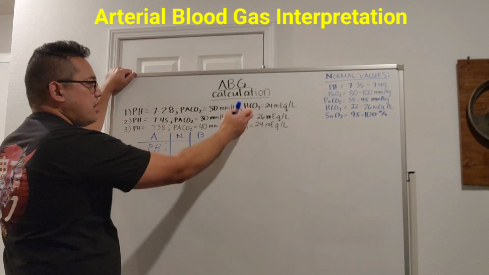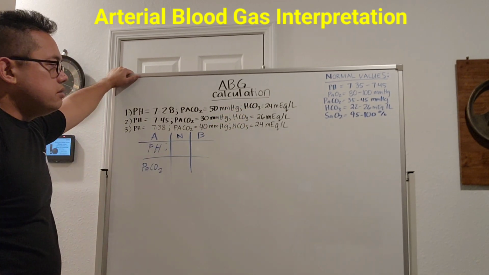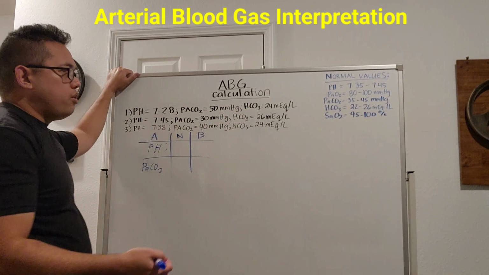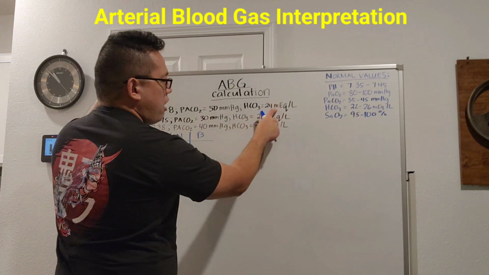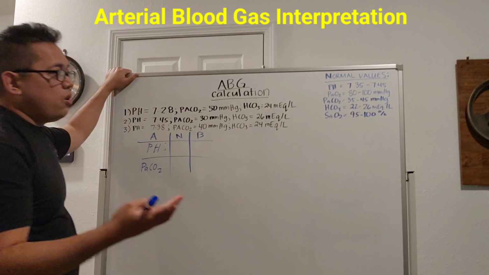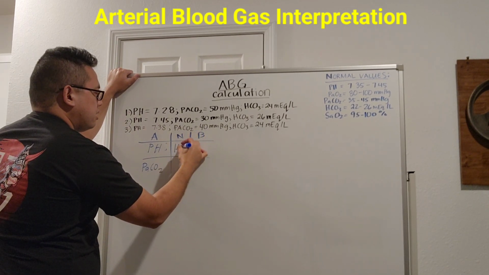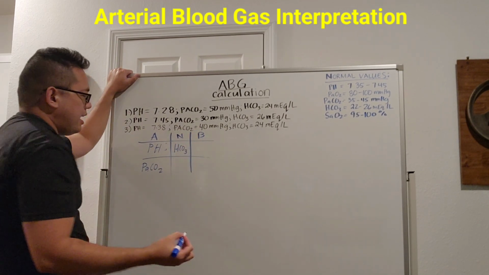Alright, the last, the bicarb that we have is HCO3, and it's equal to 24. So our bicarb is between 22 to 26, so it's normal. So I'm going to put HCO3 over here as normal.